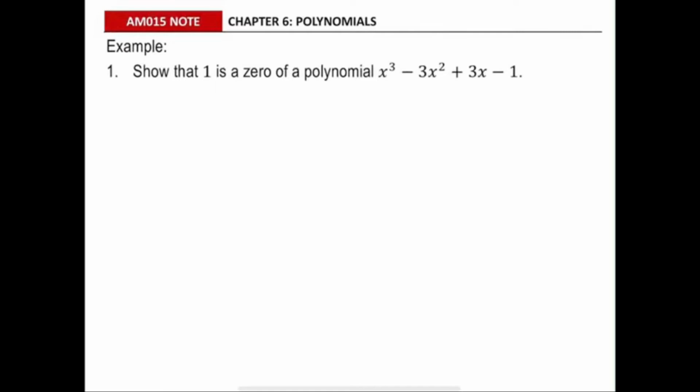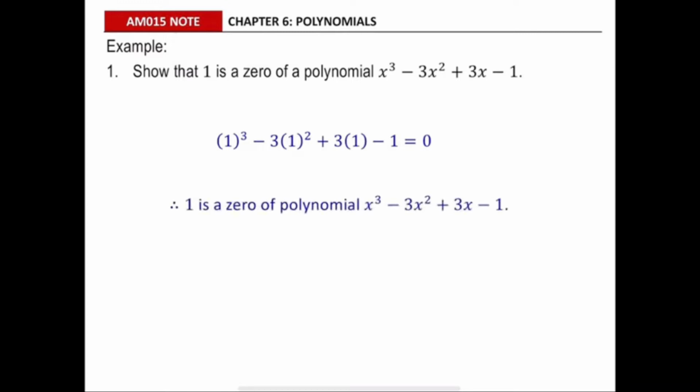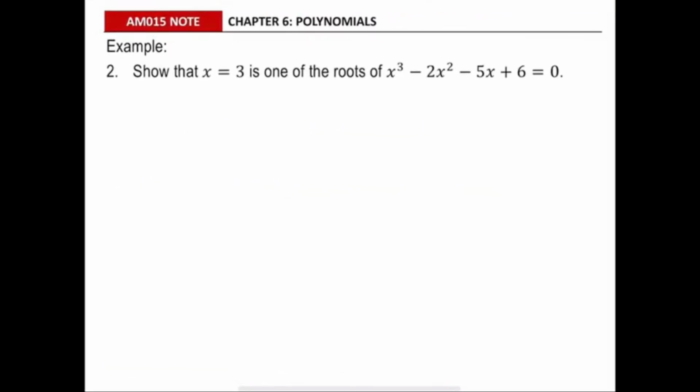Question 1 is, show that 1 is a zero of a polynomial x cubed minus 3x squared plus 3x minus 1. To solve this, we substitute 1 into the expression and show that the value is 0. Then make a conclusion.